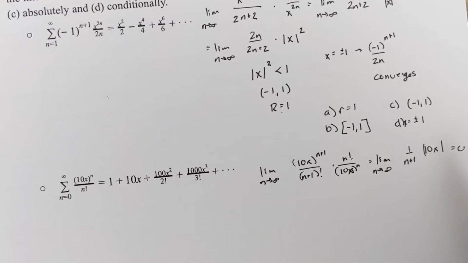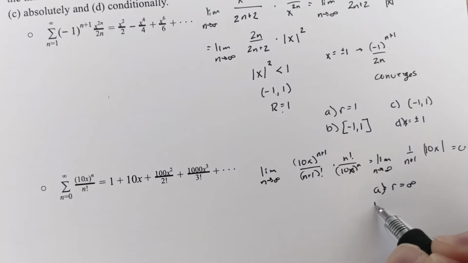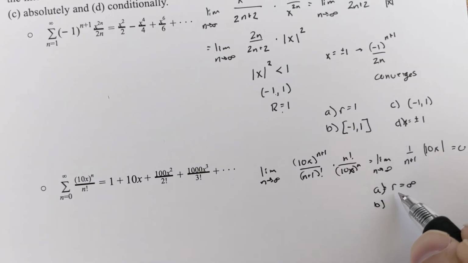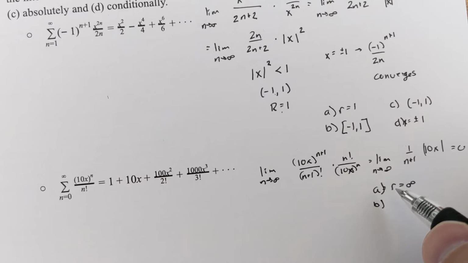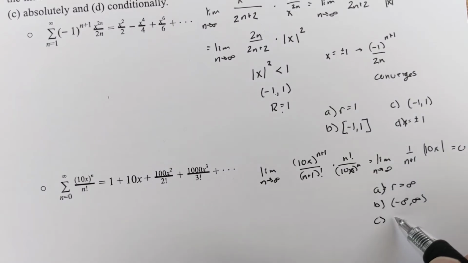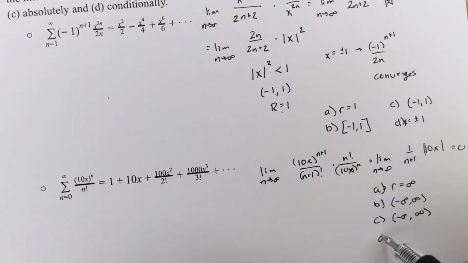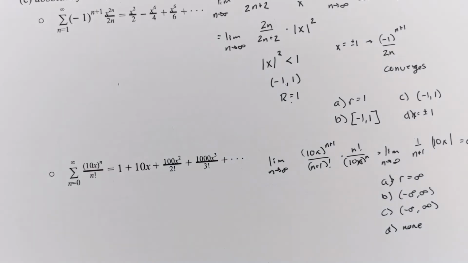So since it's 0, it converges absolutely for all x. So there are no endpoints to check. Since we get 0 here, r is equal to infinity, or sorry, for A, the radius is infinity. The interval of convergence is -infinity to +infinity, also -infinity to +infinity for C, so you don't need to worry about the endpoints, and for D, none. There are no endpoints, it converges everywhere.